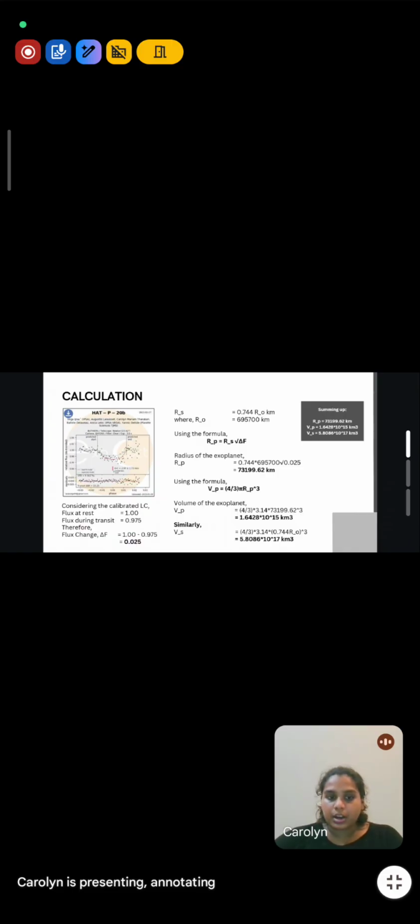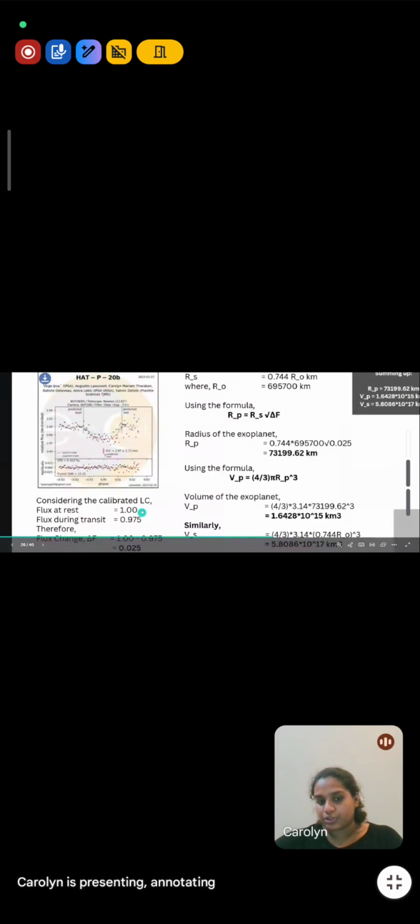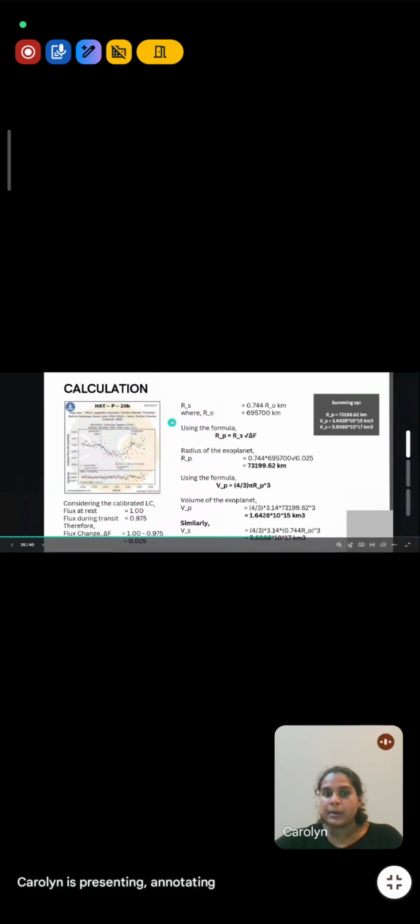So that is the one assumption we are making. Your flux at rest will be 1, that is when the transit has not taken place yet, it will be 1. And your flux during the transit, the dip, is 0.975. So your flux change can be taken as delta F, wherein you will be finding the difference of these two and you get 0.025. So you have achieved your flux change, right?